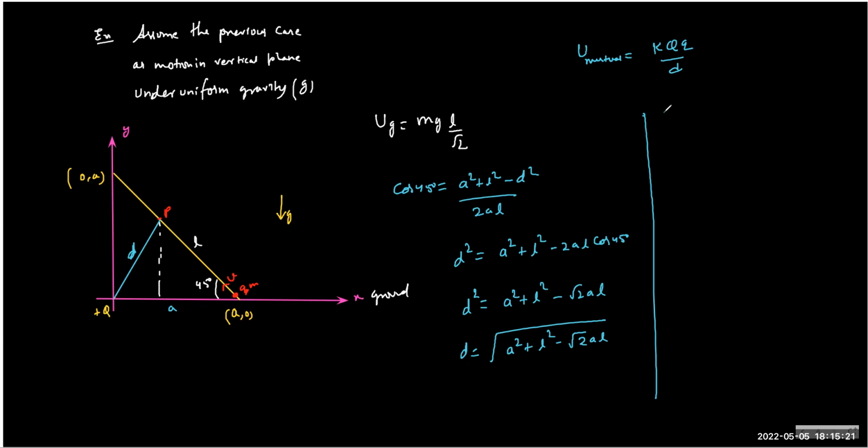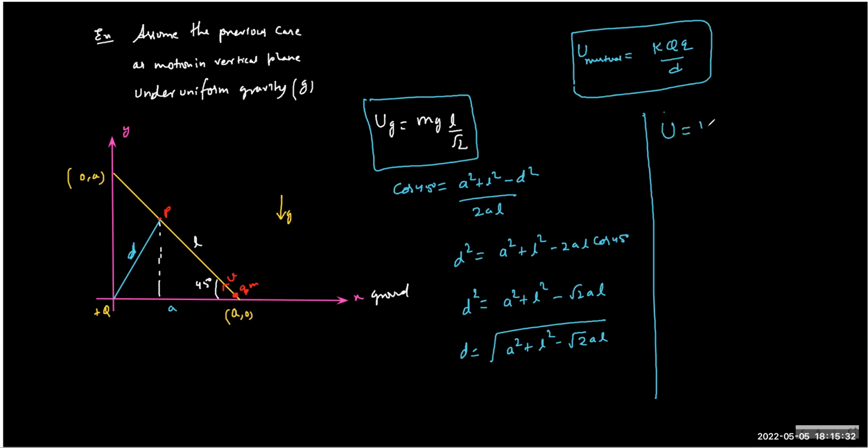So what I'm saying is that we got the gravitational potential as a function of L. We got the mutual potential as a function of D, which is itself a function of L. So the total potential will be how much? mgL by root 2 plus kQq by under root of this big term.